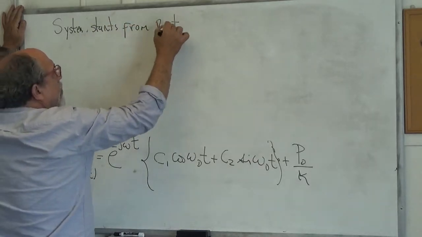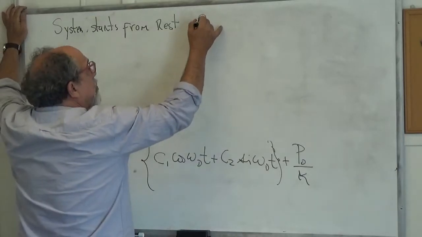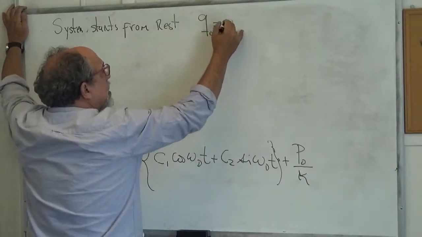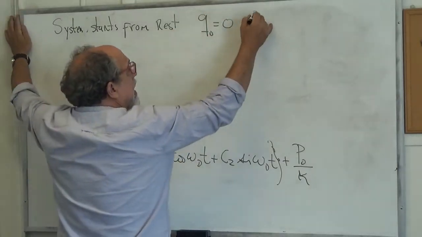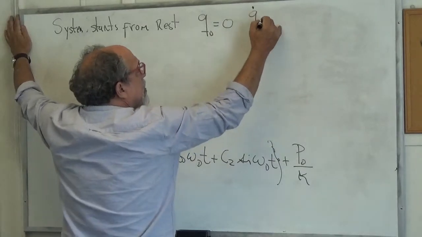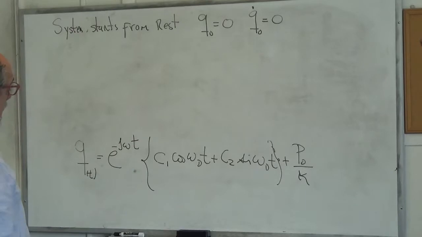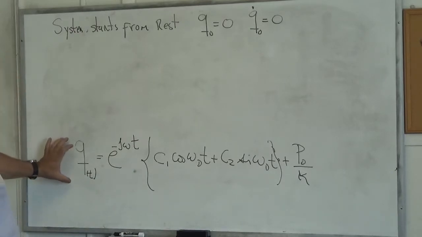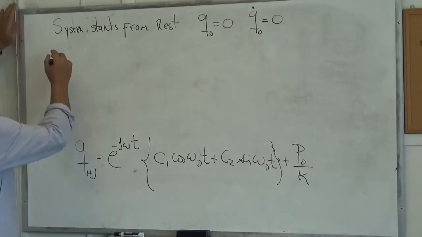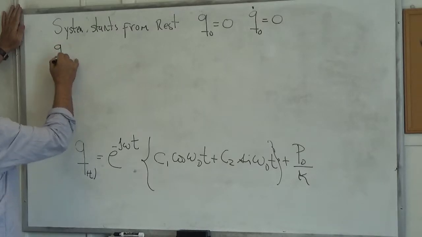Okay? So if the system starts from rest, that means simply that Q0 is 0, no displacement, and Q0 dot is also 0. So it's just a matter of substituting here. Now I've got the expression for displacement. I'm going to write it here a little bit smaller.